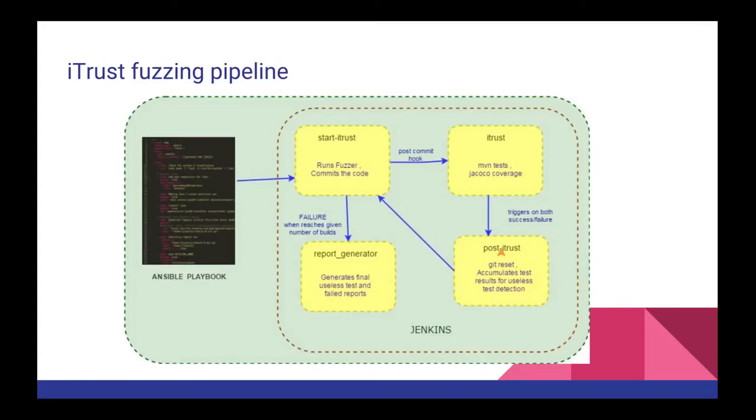The three tasks run continuously in a cycle until it reaches a failure state, where the number of builds is completed. For the first task, it runs the fuzzer and commits the code. For the second task, it runs all the unit tests and reports the JaCoCo coverage. The post iTrust task does a git reset, so it sets the source code to its original and accumulates the test results for useless test detection.